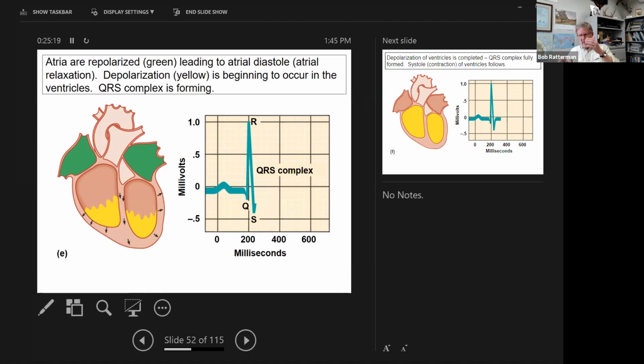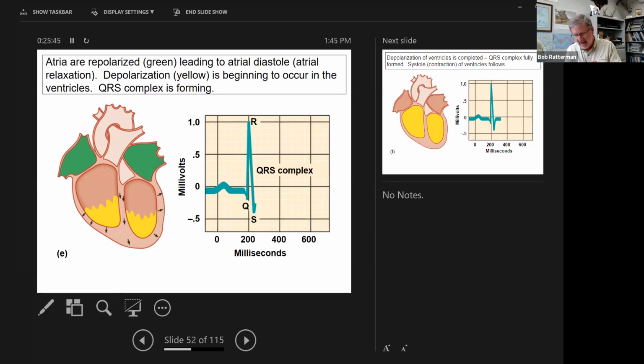Okay, now you're right, Sadie. It leads to relaxation. I'm not arguing with you there, but I got to underscore this. This is not measuring mechanics. This is measuring electrical activity that leads to mechanics. So if I ask you on a test, what does the QRS complex represent? You really should not write atrial relaxation and ventricular contraction.